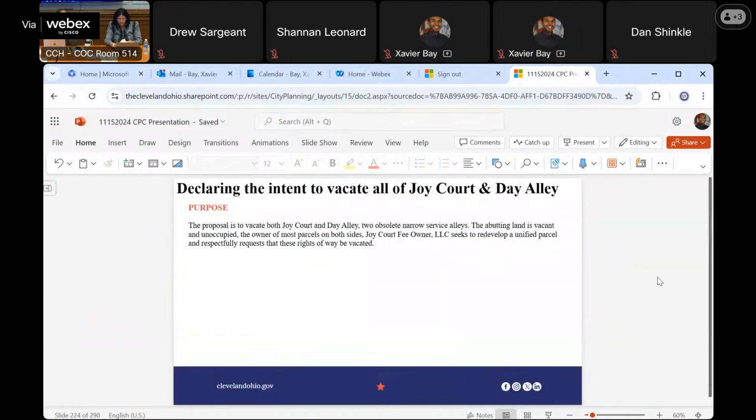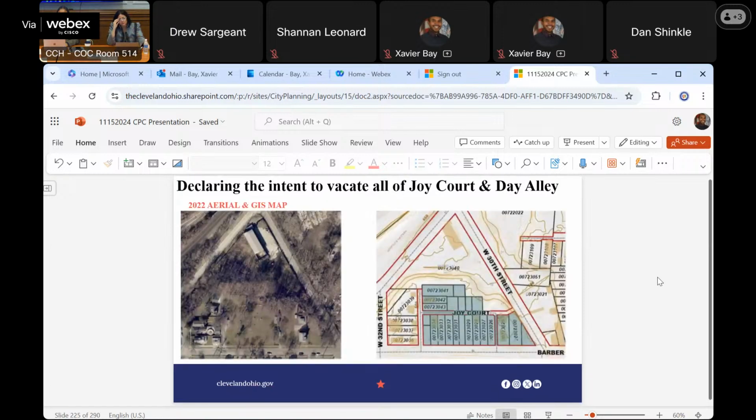Good morning, everyone. Next slide, please. You're going to look into vacating Joy Court and Day Alley. If you go to the next slide, these are both paper streets, as you can see from the aerial. It's between West 36th and Barber, also bordered by West 30th Street.